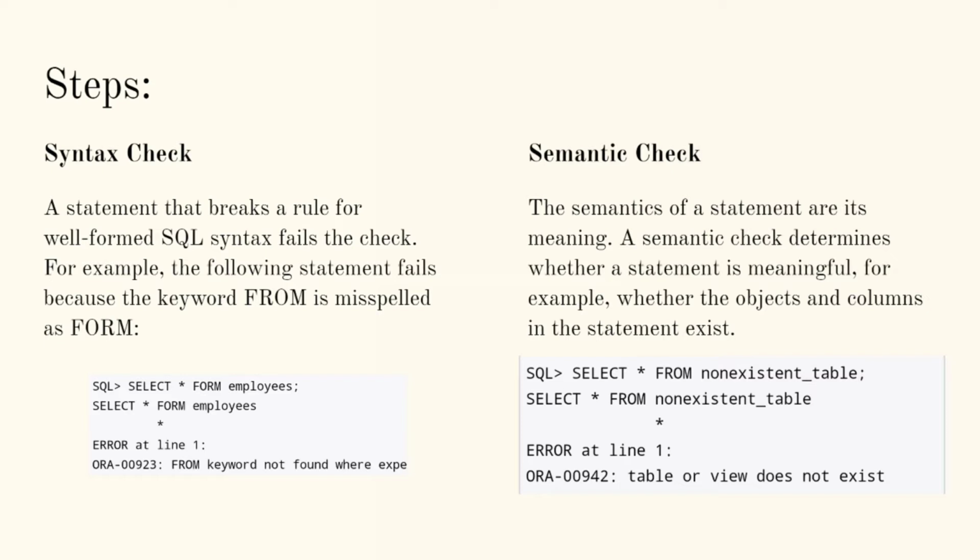Now, the semantics of a statement are its meaning. So, a semantic check determines whether a statement is meaningful. For example, in the SQL statement select star from a table named non-existent table, this table does not exist. Hence, the parser returns the error that table or view does not exist.